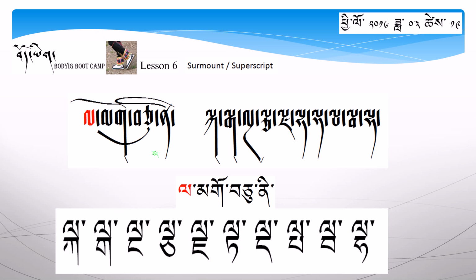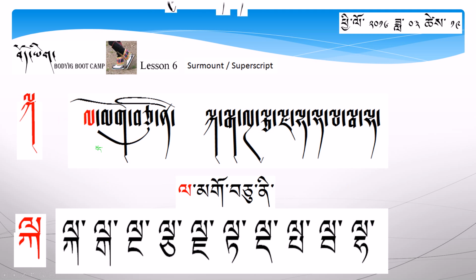Okay, now the next one is called lango. So we are done with the example ra. Now la. Lango chu. So there are 10 letters on top of which you could use the surmount letter la. So it's lakata, langata, lachata, latata, lapata, and lahata, right? So this is what it looks like before you stack it, and this is what it looks like after you stack it.